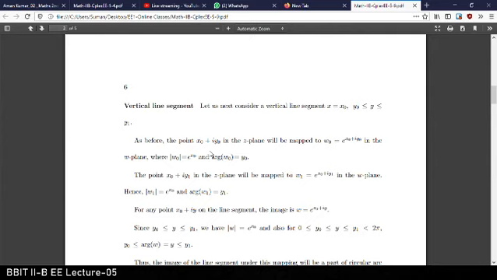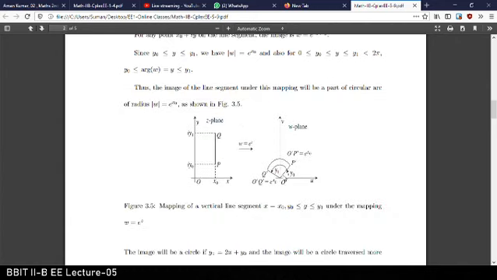That means in the image, the distance of P and Q remain the same, but the argument for the first point is y0 and for the second point it is y1. Image of P and Q will be such that their distance from the origin is the same. It is e to the power x0.